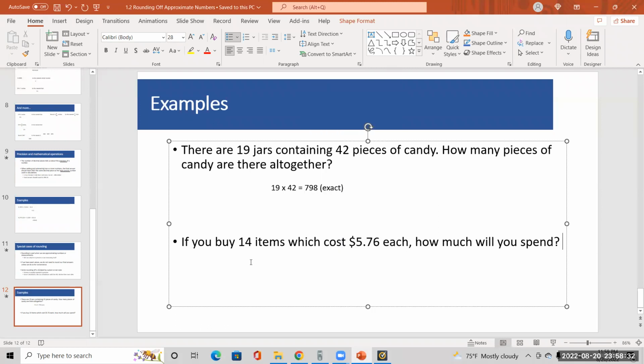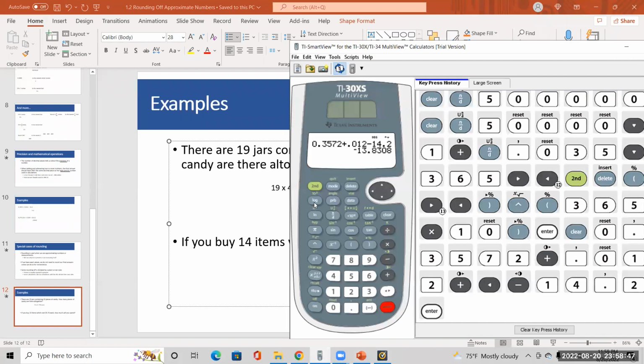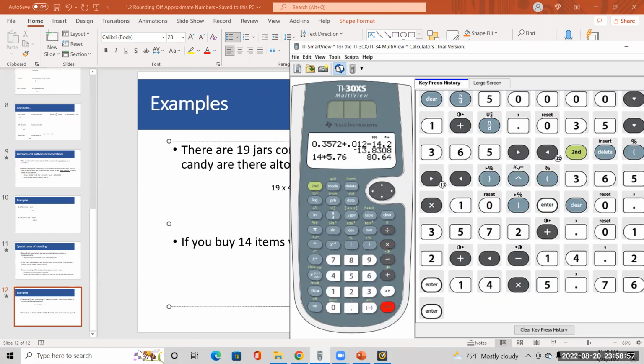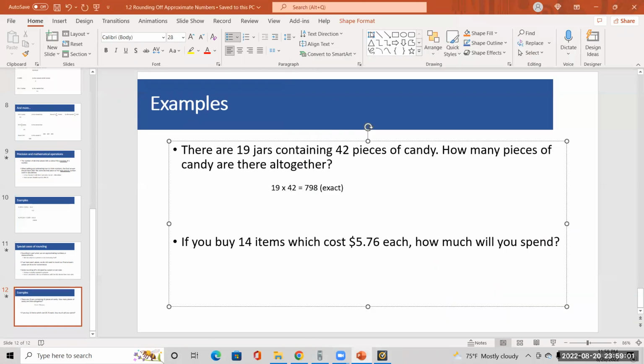Now, if we buy 14 items that cost $5.76 each, how much will you spend? We don't need to round here either. We don't need to round here because $5.76 is an exact cost, and you know that you bought 14 of them. So you can just say 14 times 5.76, and you're going to get that you spent $80.64.